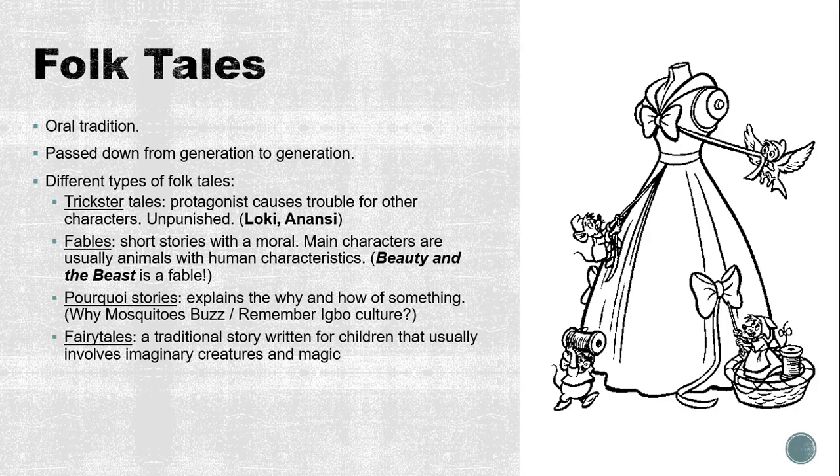We can distinguish between four different types of folk tales: what they call trickster tales, tales in which the main character, the protagonist, is the one who causes trouble for others, a little prankster, a troublemaker. There are fables. These are short stories, often with morals. Many of these fables have animals. The most famous example is Aesop's fables from ancient Greece.